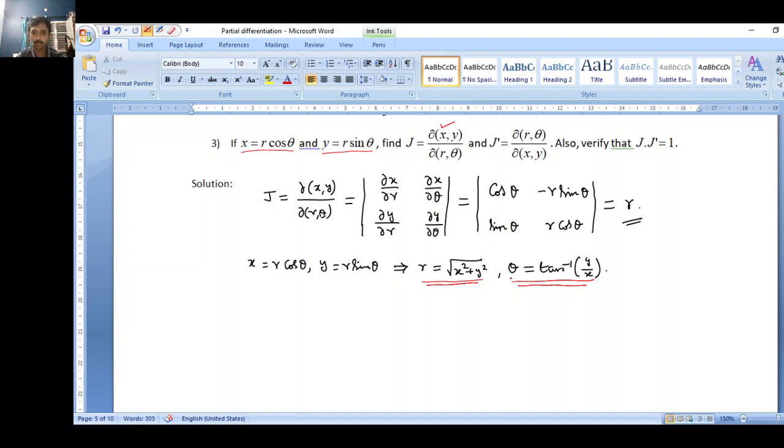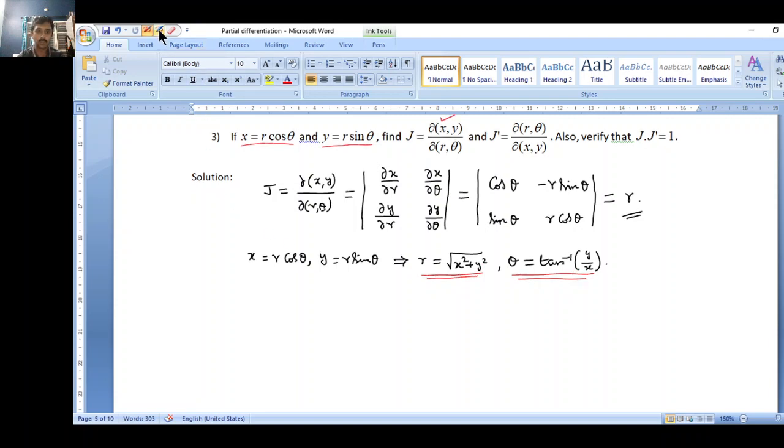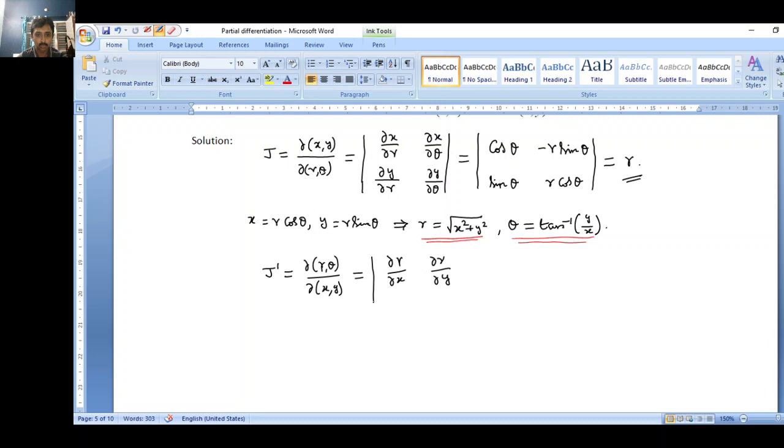Now because we got r and theta in terms of x and y, we can proceed to find the expression for J dash. First of all, J dash as given is dou of r comma theta by dou of x comma y, right? And this is the determinant of dou r by dou x, dou r by dou y. So that will be the first row, and for the second row we will get dou theta by dou x, and then dou theta by dou y, right? So this is what is going to be J dash.